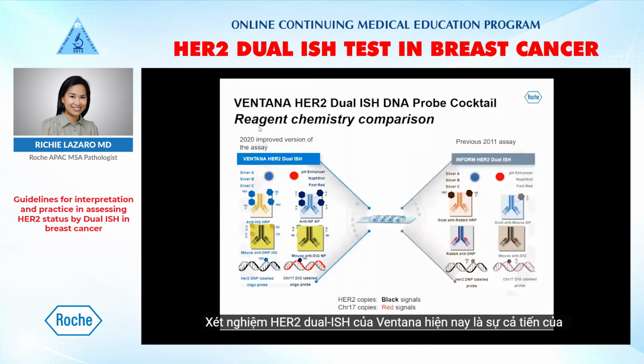The current Ventana HER2 dual ISH assay is an improvement of the previous INFORM HER2 DISH assay. The silver chromogen labels the antibody linker that binds to the HER2 DNP-labeled oligoprobe, whereas the naphthol fast red chromogen labels the antibody linker that binds with chromosome 17.